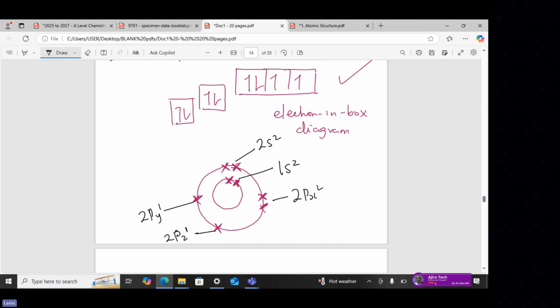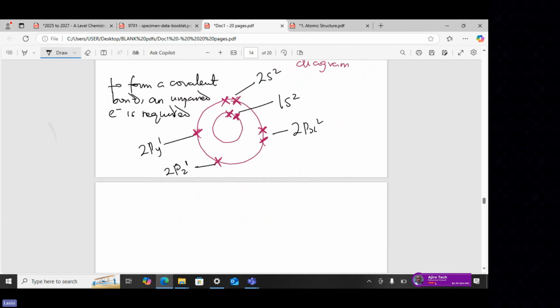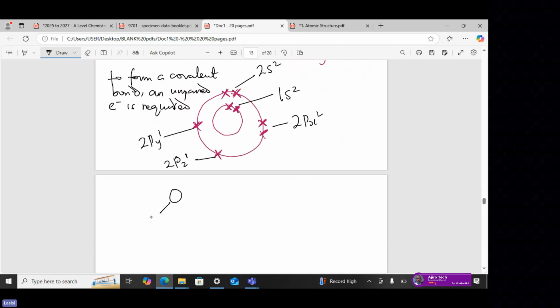This topic is so important that it lays the foundation for every other topic you want to think about. It's like atomic structure. Is that okay? To form a covalent bond, an unpaired electron is required. Therefore, oxygen can form 2 bonds. So oxygen can form water. Look at oxygen: 1 bond with hydrogen, 1 bond with hydrogen.